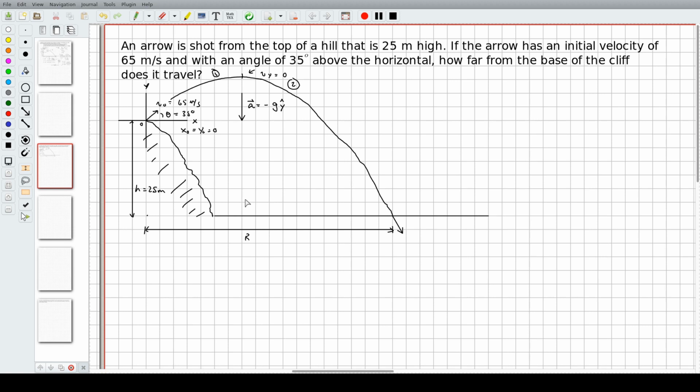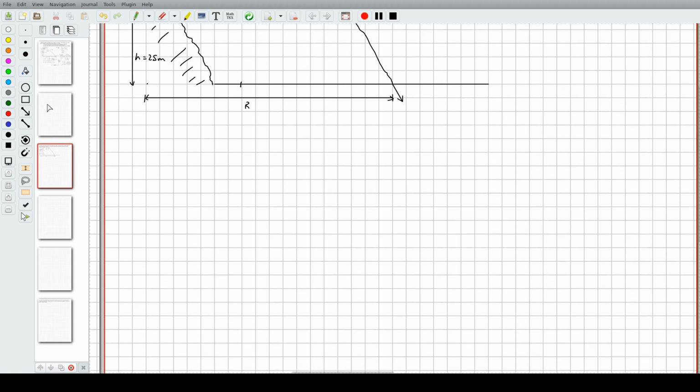So what I propose we do is take the approach that we did, not in the last problem, but the problem before that, and break it up into two pieces. We'll find time for part 1 and time for part 2, and then using the equations that we get for x, we can find delta x1 here, delta x2 here, add them together, and that'll give us how far from the base of the cliff it travels. So again, you have a two-part problem here. So I'm going to draw my parts out here.